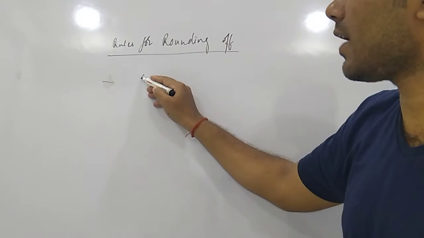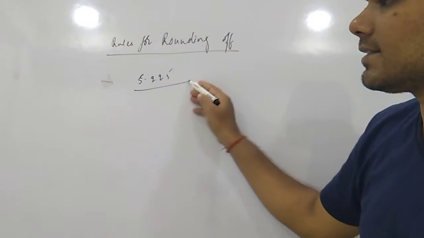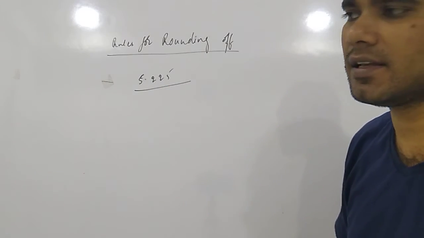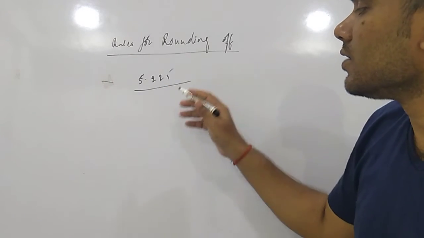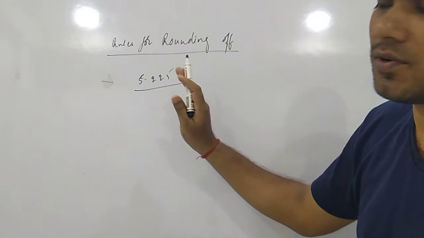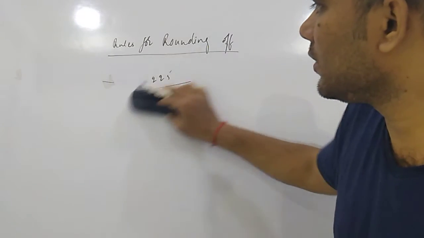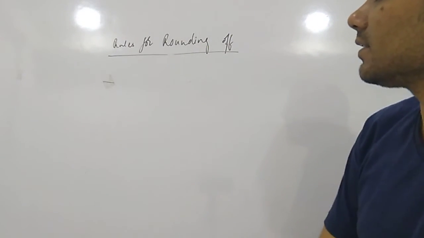Suppose I have 5.225. You don't need this many digits. There are 4 digits here, and you want to reduce the number of digits. Reduction of the number of digits is known as rounding off. So how are we going to reduce the number of digits? There are 3 rules.